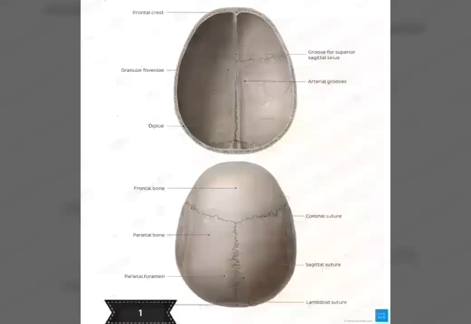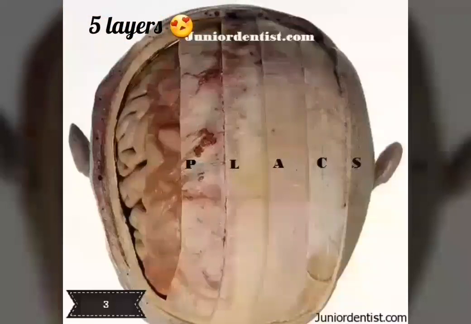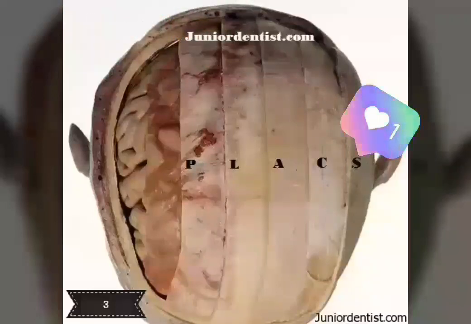Now we will talk about the layers of the scalp. In order to assist in memorizing the names of these 5 layers of the scalp, we can use each letter of the word scalp to memorize it. As you can see in this picture, the S represents the skin layer. This layer contains hair follicles and sebaceous glands.